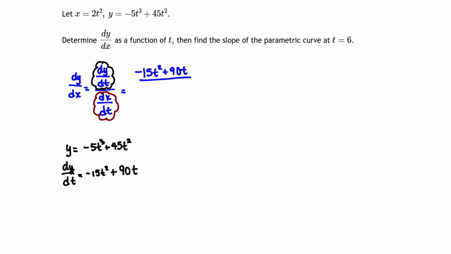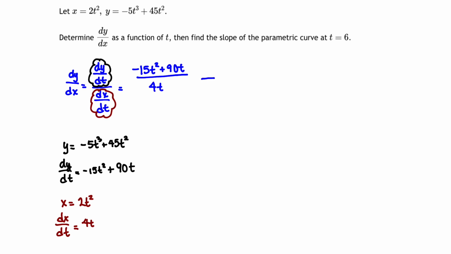Now let's take a look at dx/dt. We write down the function x equals 2t squared, the first part of our parametric curve. And the derivative of x with respect to t, well, that's simply 4t. And so that becomes the denominator of our first derivative.